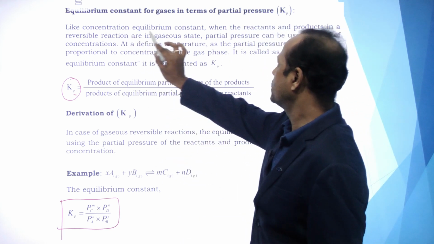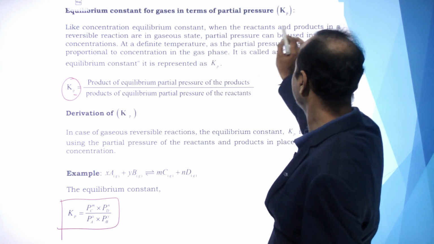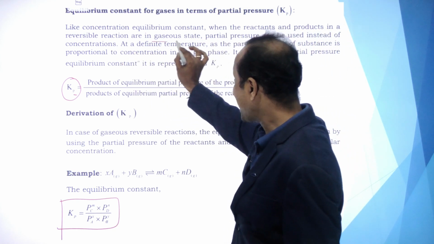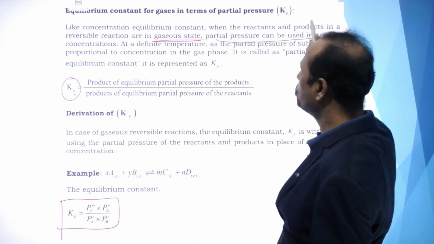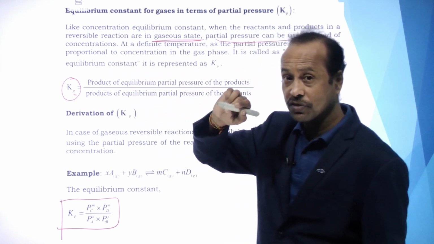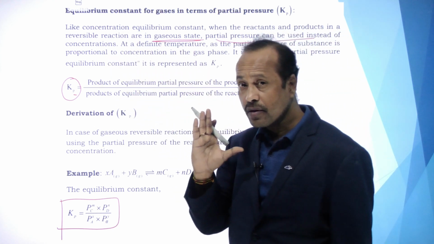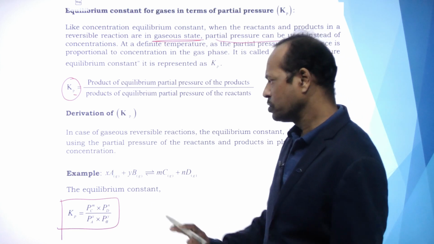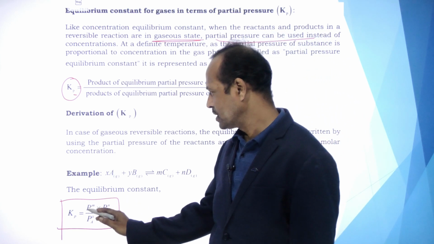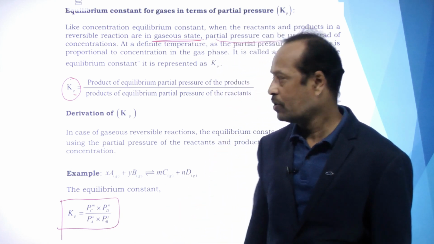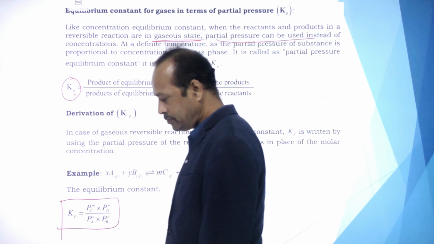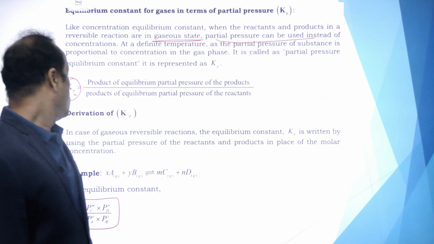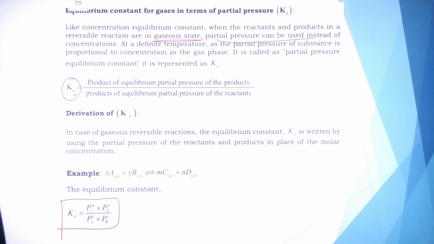Like the concentration equilibrium constant, when the reactants and products in the reversible reaction are in the gaseous state, remember this is a very important point: in the gaseous state, the partial pressure can be used instead of concentration. So instead of concentration, the partial pressure should be used. Same equation, but in place of concentration, you just have to write P. That's all. So this is about the partial pressure equilibrium constant.